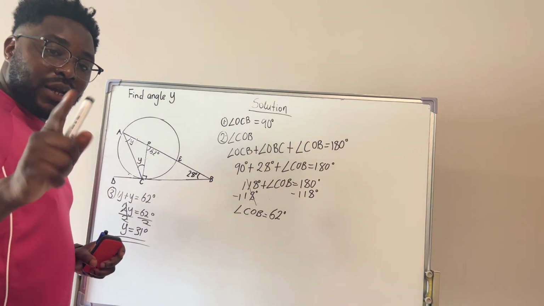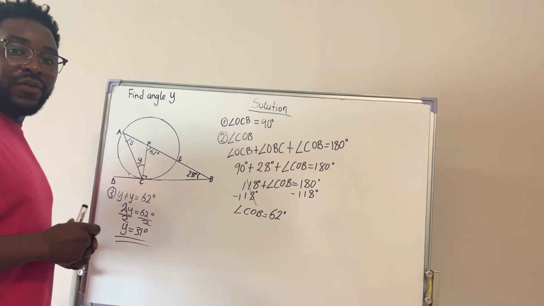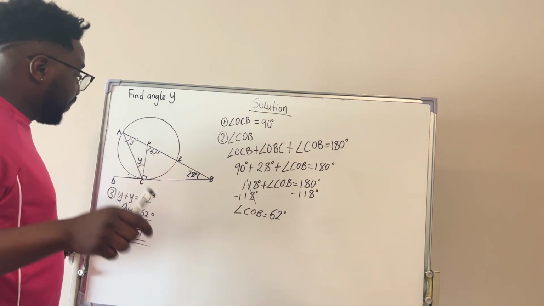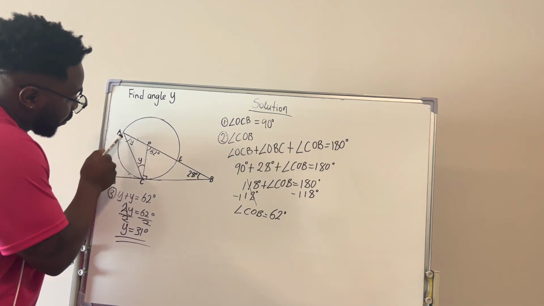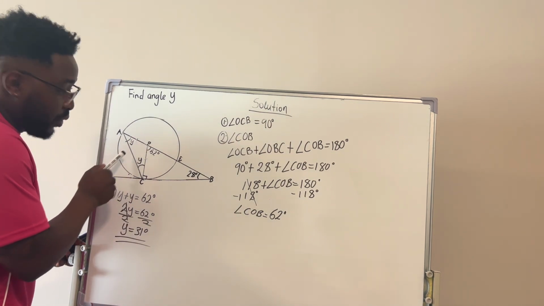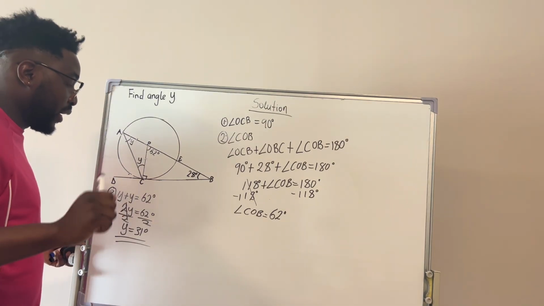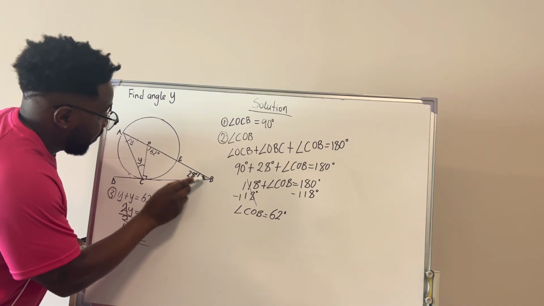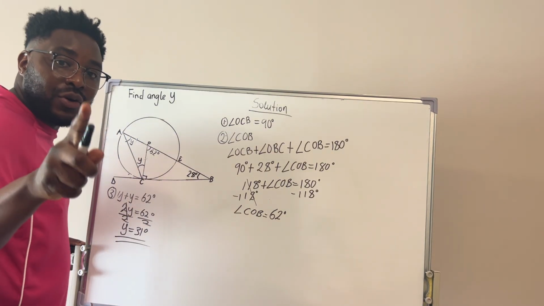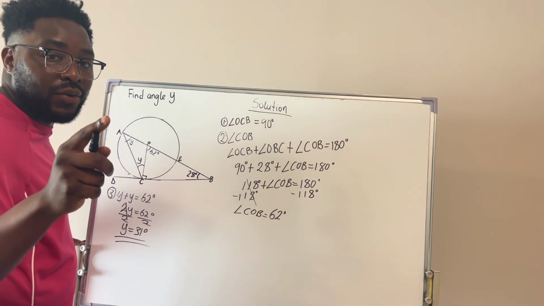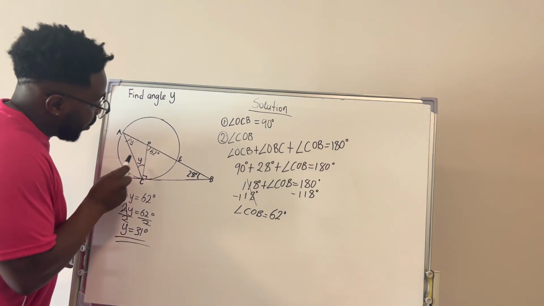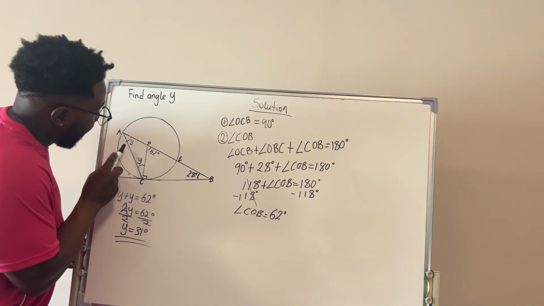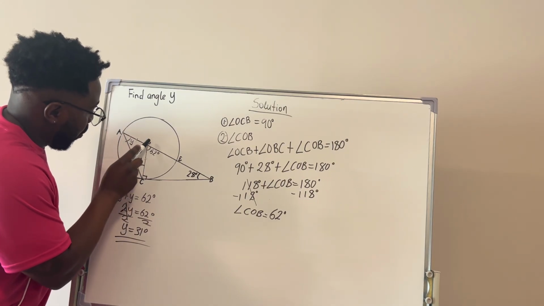Now, there's another way that you can also find this y. This is the second way. We know that this is an isosceles triangle, right? But we also know that we have a straight line over here, and angles on a straight line add up to what? 180. So that means we can find this angle over here, angle AOC.